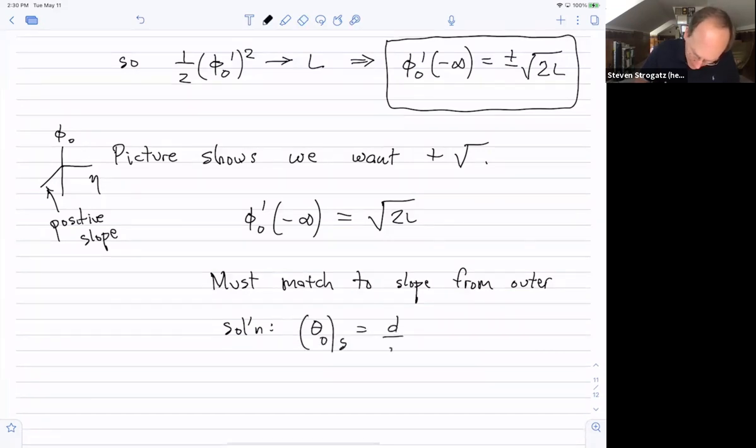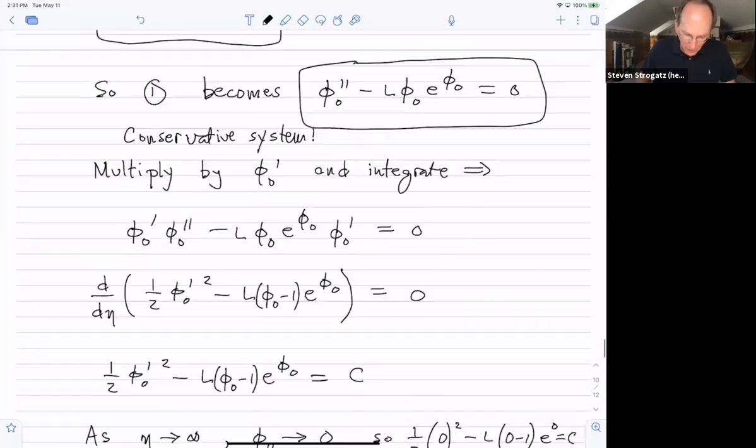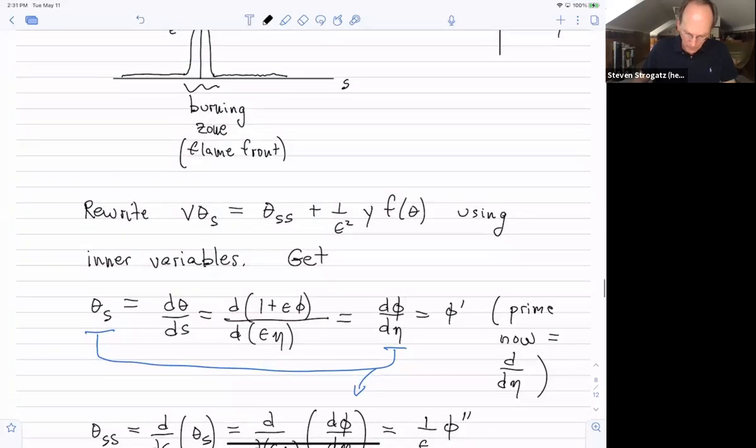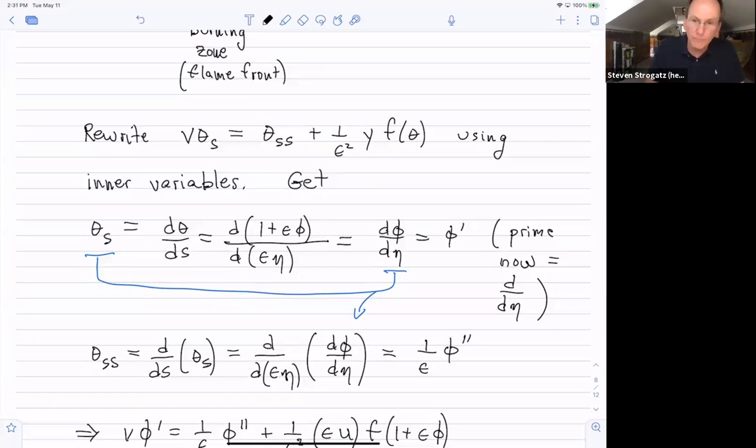So what was that? Okay, wait, I should probably be a little bit careful. Theta zero sub s, I'm claiming, is the same thing. We derived this earlier. Theta zero sub s is the same thing as d phi, this inner variable, d eta. I think it was back here where I was changing. Yeah, you see it right here. I marked it in blue. Theta sub s is d phi d eta.